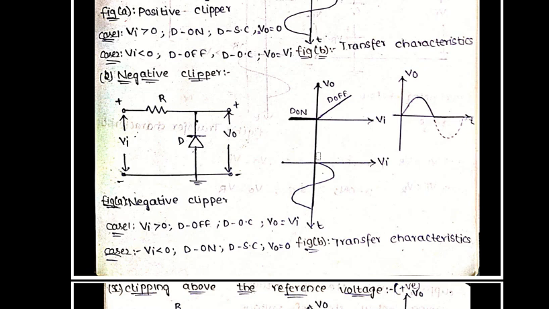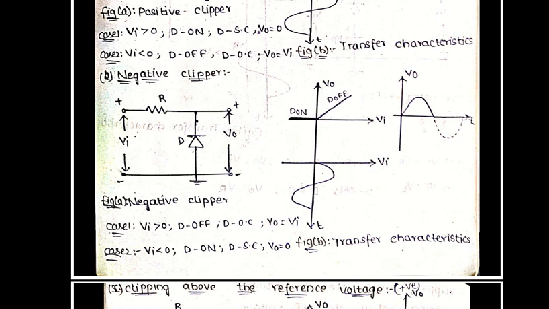Now, coming to the transfer characteristics, when the input signal increases from 0 to 5, the output also increases from 0 to 5. If the input signal decreases from 5 to 0, the output also decreases from 5 to 0. That means there is a linear relationship between output and input in the positive cycle of the input signal. This linear relationship is indicated here, that is Vi versus V0 in the positive section. In this section, the diode is off, that is clearly mentioned here.